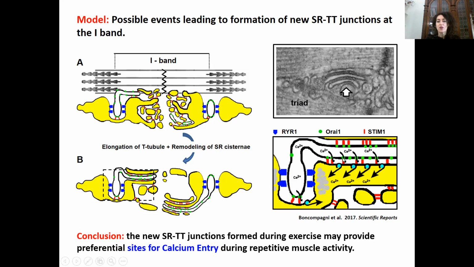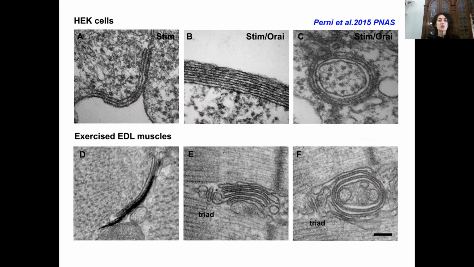These junctions may provide a preferential site for calcium entry during repetitive muscle activity. And when we were working on this data in 2015, a paper was published by the laboratory of Clara Franzini-Armstrong, first author Stefano Perni, showing the appearance of new structures in muscle cells following STIM1 and ORAI1 overexpression. And the similarity with our junctions in EDL of exercised mice was quite obvious to our eyes.